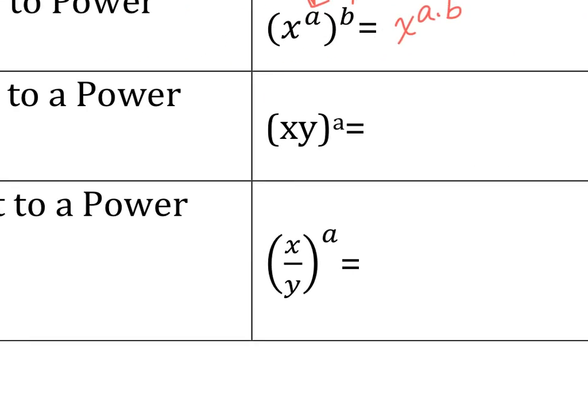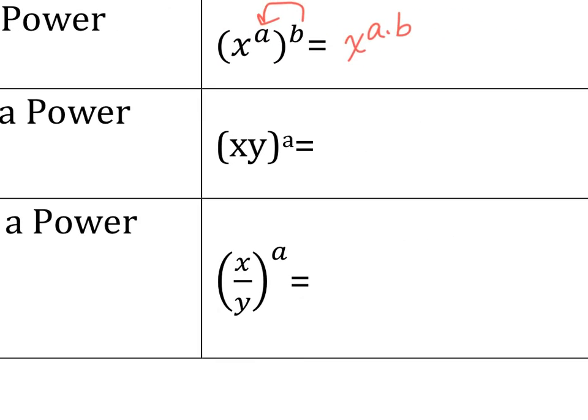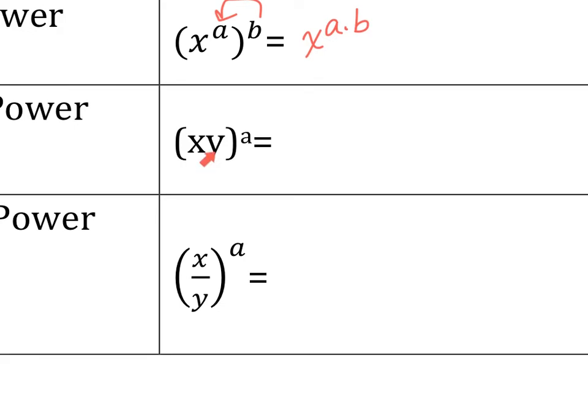All right, 2 more rules to go. The product to a power, and product just means multiplication, so we're multiplying these two together. And again, if it doesn't have an exponent, you give it a 1. And we do the same thing as the power to a power. We just multiply that together, and we get x. 1 times a is a, and then y, 1 times a is also a.